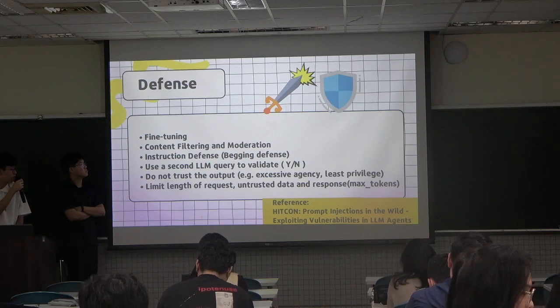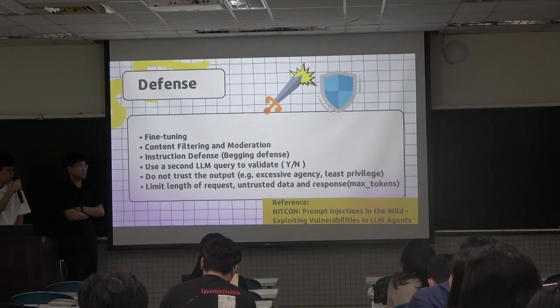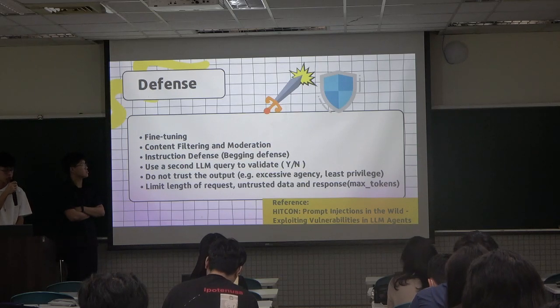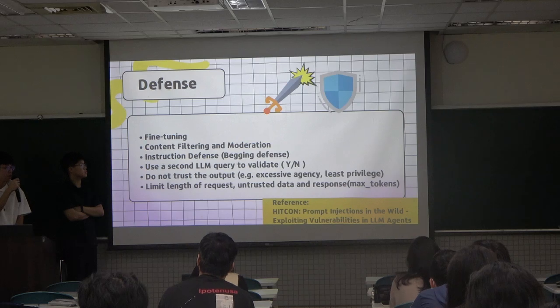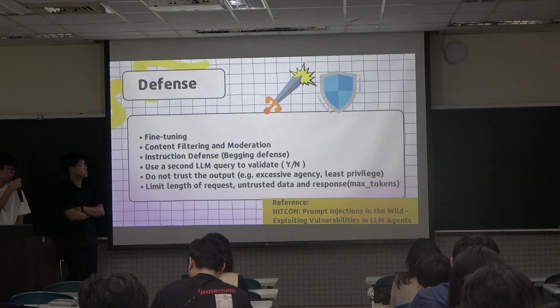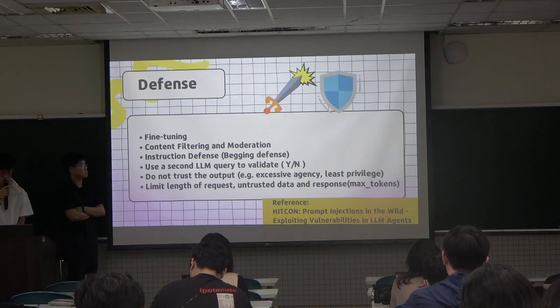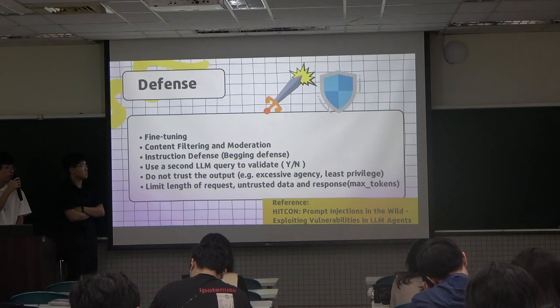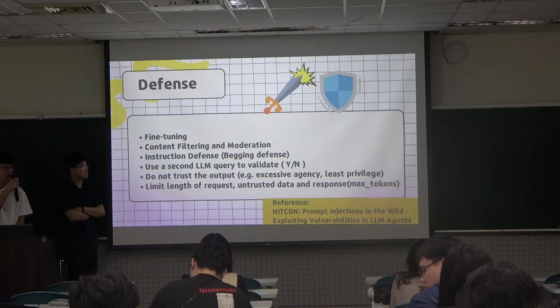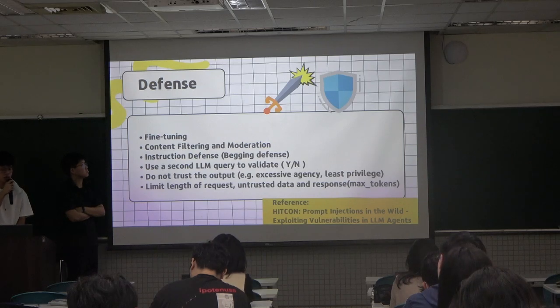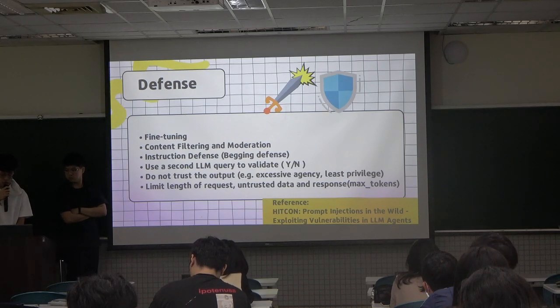And the next one is a second large language model query. It's like using another large language model to check if the output is being attacked. Also, we should not trust the output, because we all know that the large language model is very unstable, so we should not fully trust it. And we should also limit the length of requests and treat our data as untrusted every time we use the large language model.